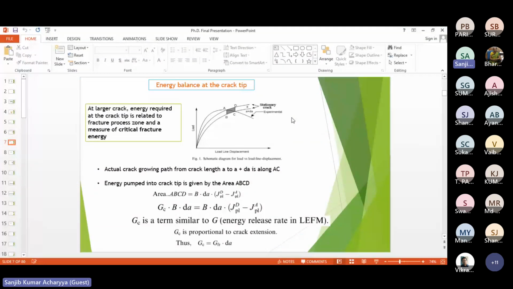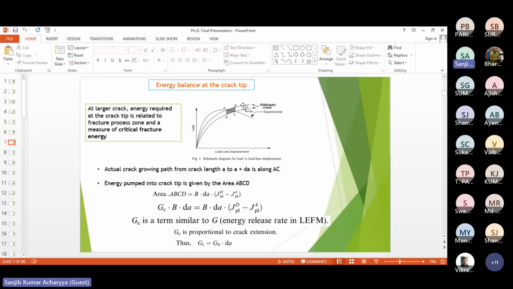If our interest is to estimate this fracture energy, then we have to go again to the load deflection curve. We know that if LLD is only the plastic part of the displacement, then the area under the curve is the estimate for calculating the J integral value, multiplied with the eta factor and so on. So at a larger crack, the energy required at the crack tip is related to the fracture process zone and is a measure of critical fracture energy. This was the first observation by Mary and Chapoulier.